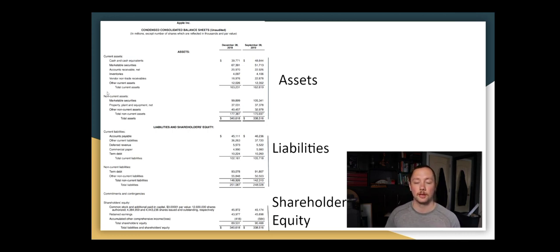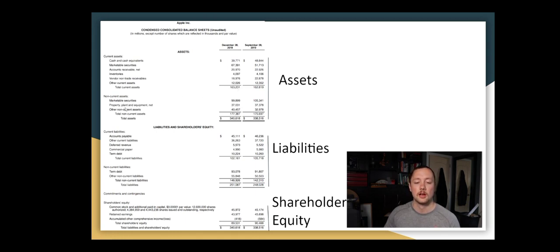The same thing with liabilities. If it's a liability that's due within 1 year, it's considered a current liability. If it's due later than 1 year, it's considered a long-term liability. So as we go down, you can see inventories, other current assets here at $12 billion, total current assets of $163 billion.